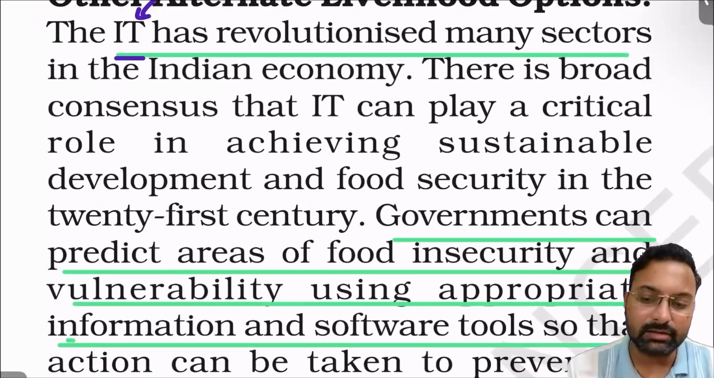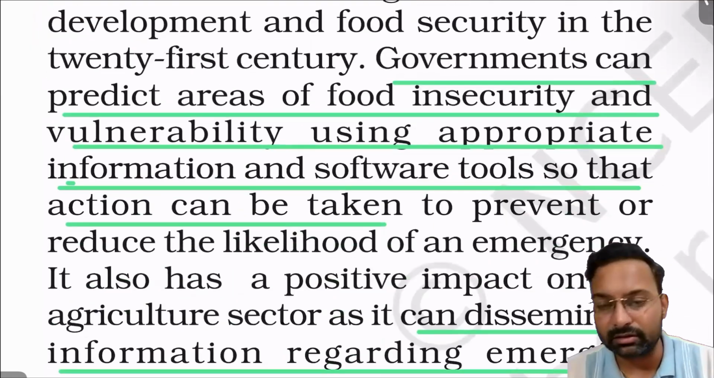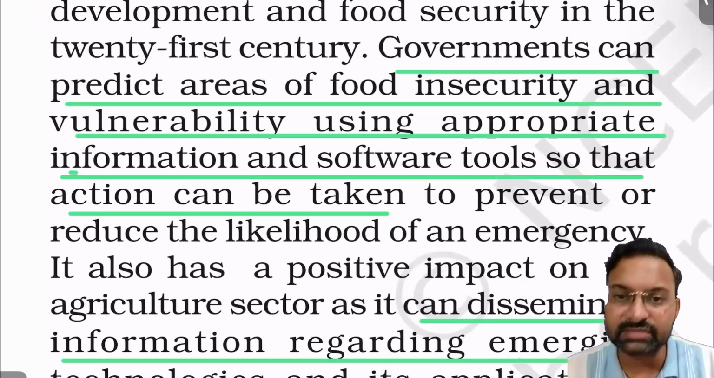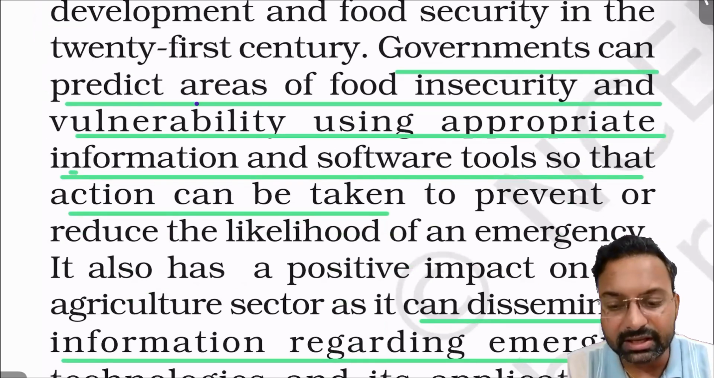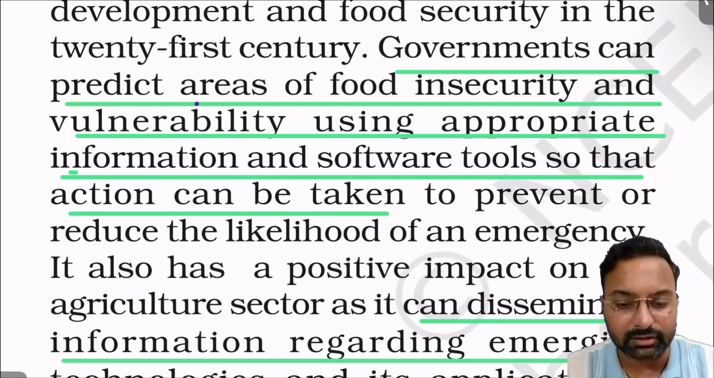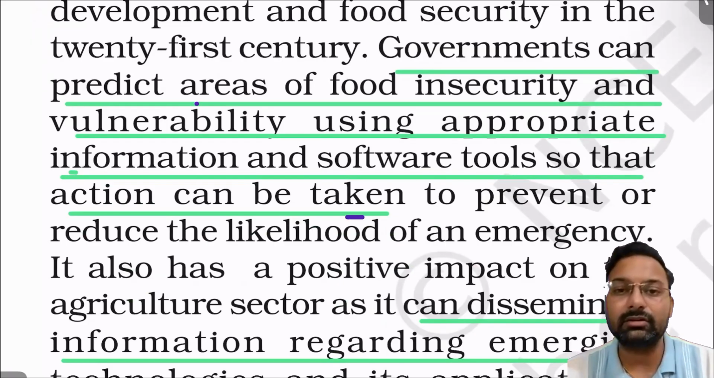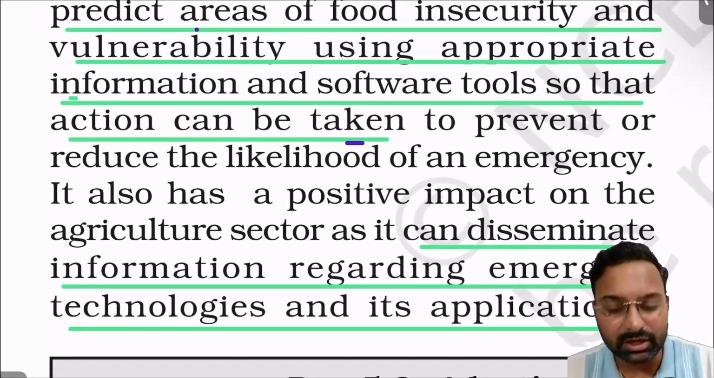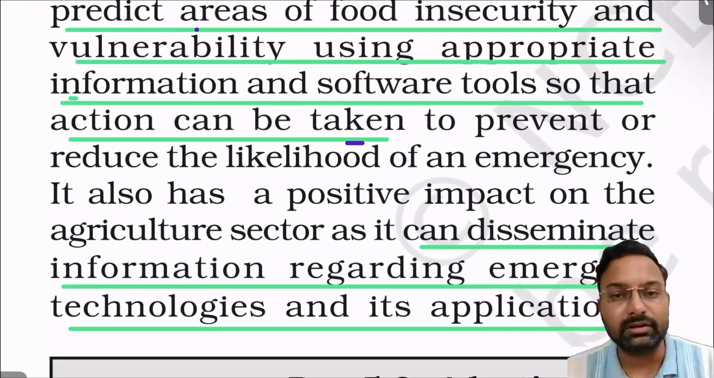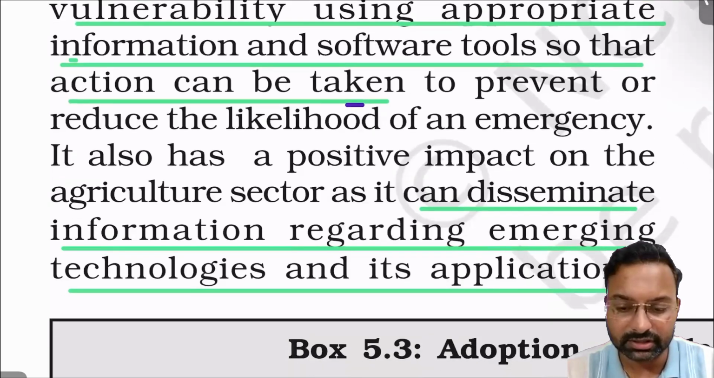The government, by using the internet, like using artificial intelligence, machine learning, and other technology tools, can predict the areas where food insecurity may be there and vulnerability can be increased, right? Even with software tools, actions can be taken. What actions need to be taken, what type of things need to be delivered at what point, all these can be disseminated by the use of technology, right?